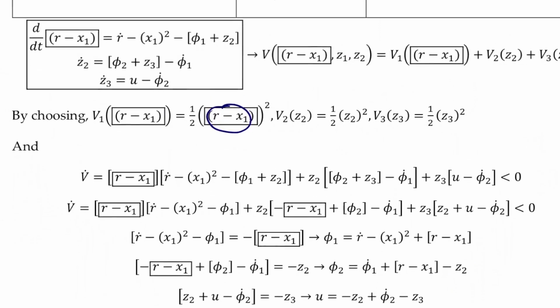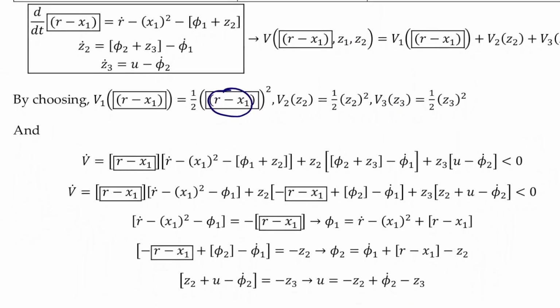And let's look at the dynamics. Here we will write this expression in that place. Okay, so basically this is E1 and this is E1 dot, and here this is Z2 and this is Z2 dot. We have this Z2 dot expression from the dynamics. And this is Z3 and this is Z3 dot. Okay, and we want this to be negative.